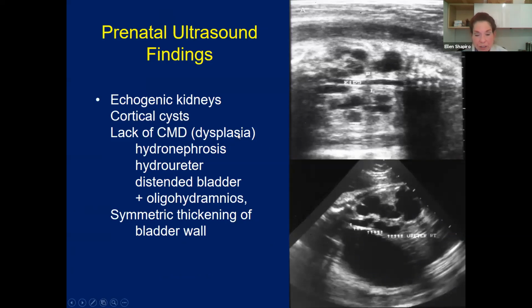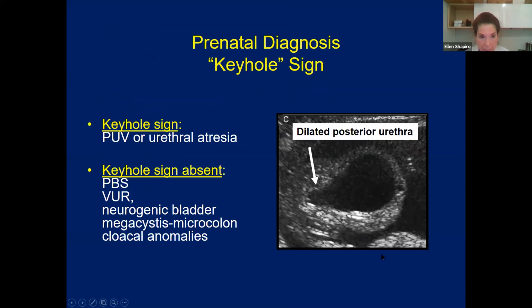The prenatal ultrasound findings include echogenic, or more white, kidneys as compared to liver, cortical cysts, lack of corticomedullary differentiation, which you can see here, hydronephrosis, hydroureter, distended bladder with or without oligohydramnios, and symmetric thickening of the bladder wall. We talk about symmetric thickening because there's asymmetric thickening in prune belly syndrome.